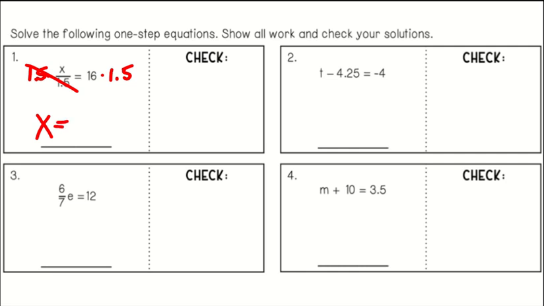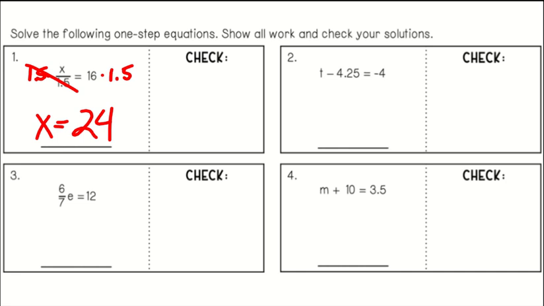16 times 1.5, you're going to give me 24. So same idea with each of these others. You're doing one step. You're going ahead to solve it by doing opposite.